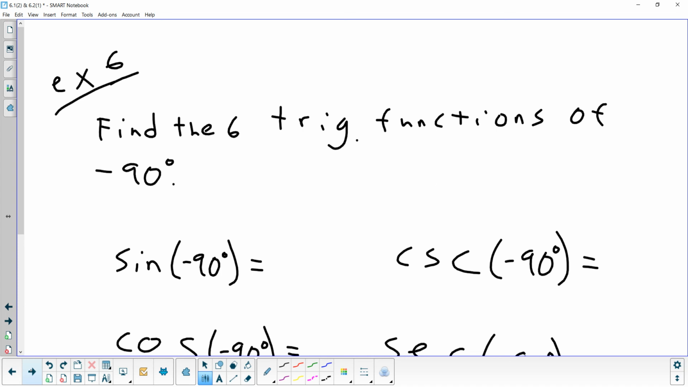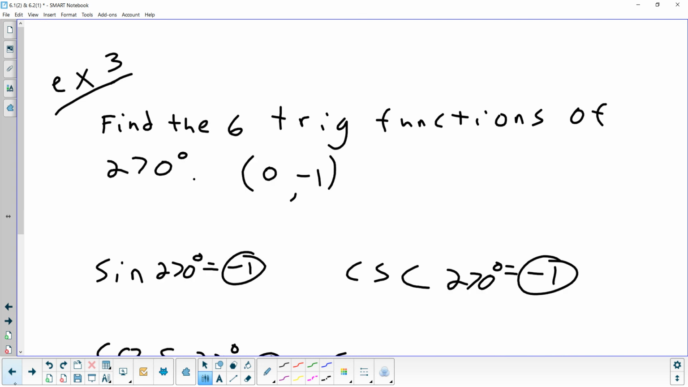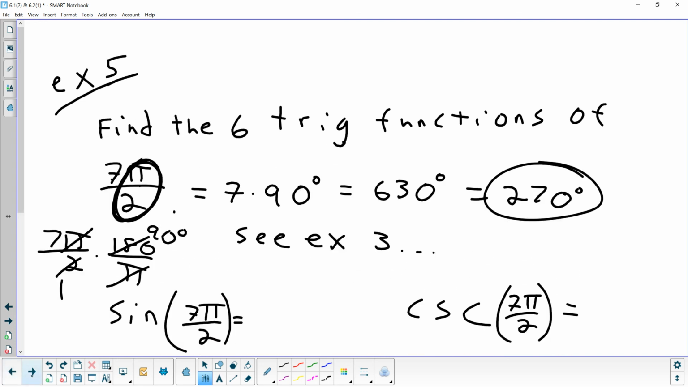How about negative 90? I don't like that angle because it's negative. What could I do to it? Add 360. And what do I get if I add 360? Yep. 270. This is the same question for the third time. It's just a different way of me asking it. Find the 6 trig functions of 270. Again, see example 3. Same thing.